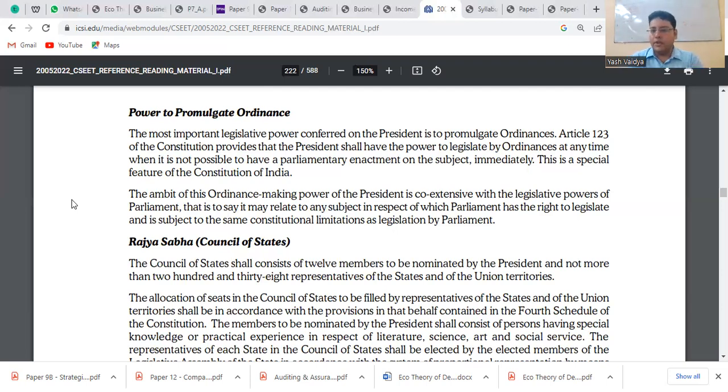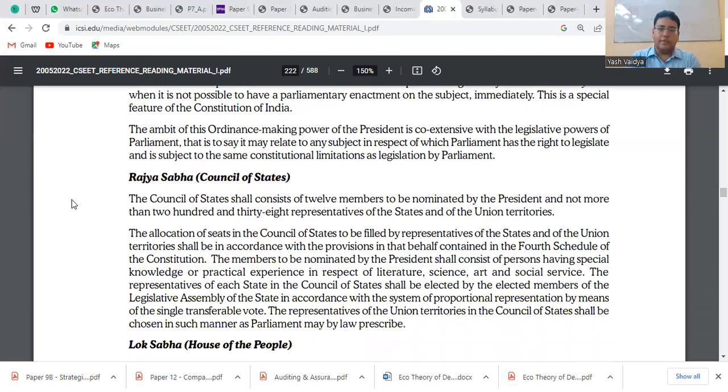Then Rajya Sabha, the Council of States. The Council of States shall consist of 12 members to be nominated by the President and not more than 238 representatives of states and union territories. So Rajya Sabha has a total strength of 250 members. Out of that, 238 members are chosen by the MLAs of states and union territories, and 12 members of eminent personalities are nominated by the President. So the President nominates 12 members to the Rajya Sabha.